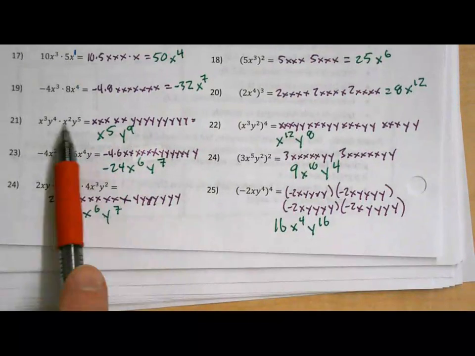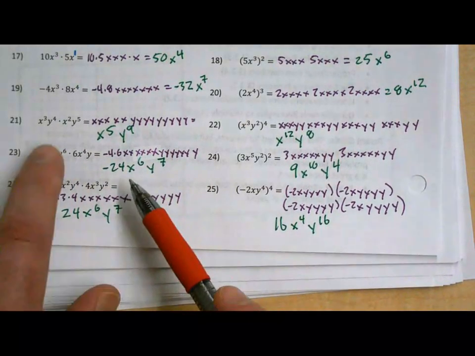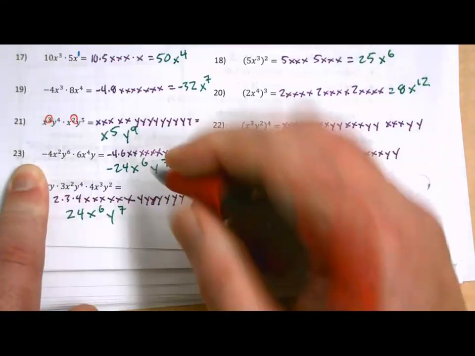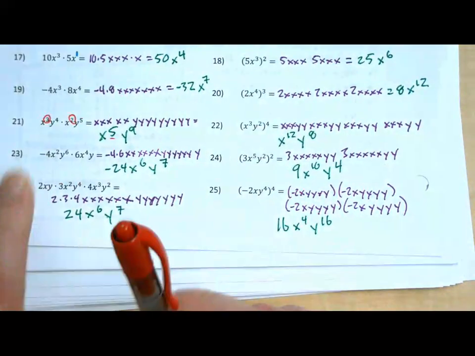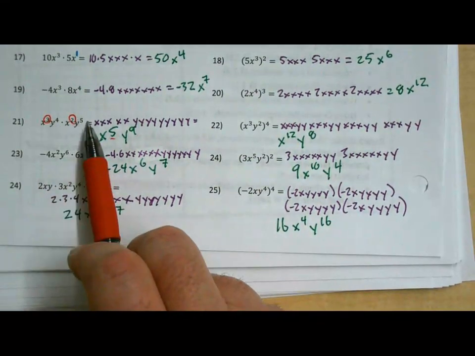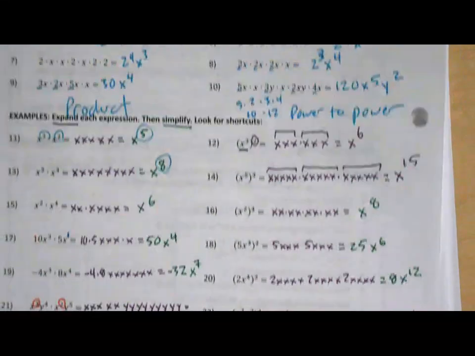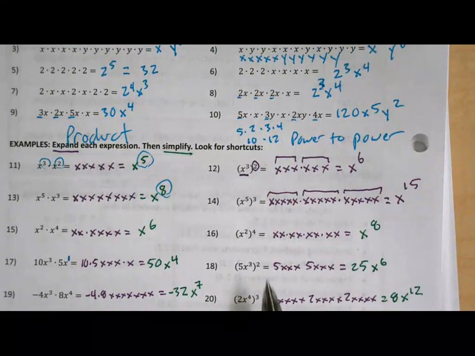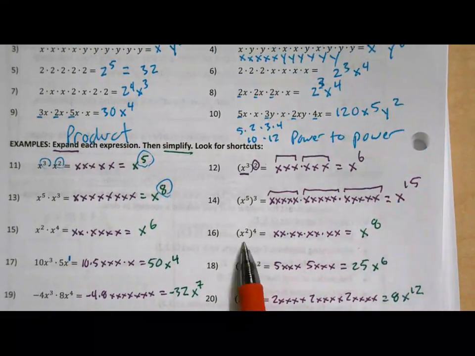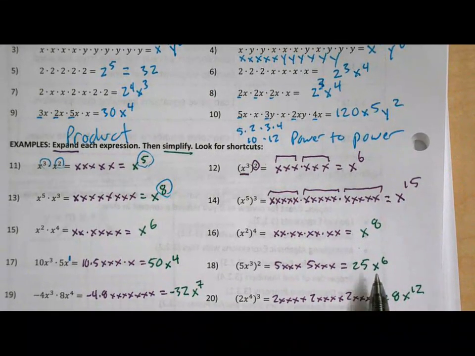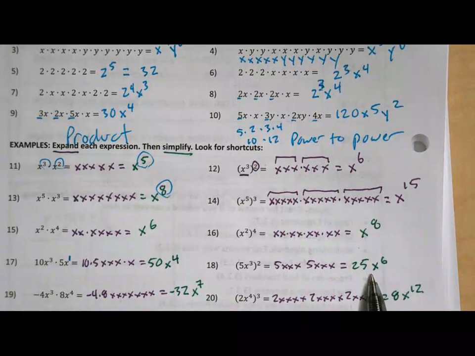Look down at number 21. There's x's and y's. If you focus on the x's, you see 3 and 2. That's where I got 5 from. If you focus on the y's, you see 4 and 5. That's where the 9 came from. So we add in that situation. In a power to a power, we multiply. 5 times 3 is 15. 2 times 4 is 8. 3 times 2 is 6. Now this 25, we're going to talk about how to deal with that in a minute, okay?